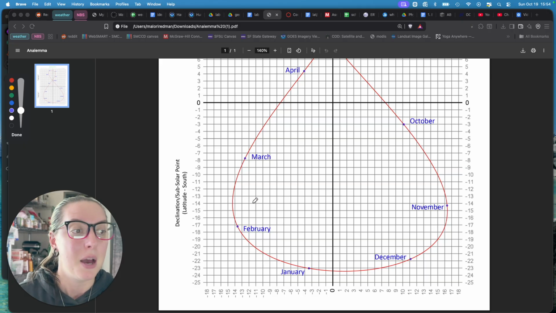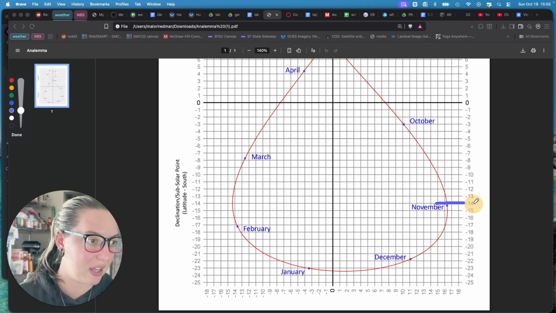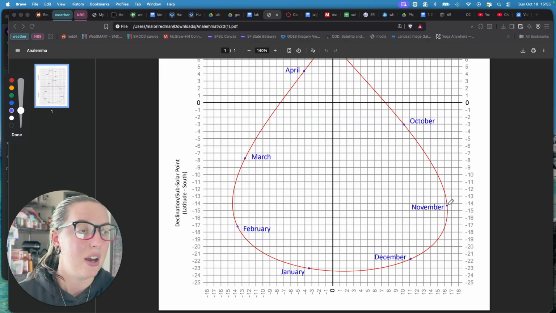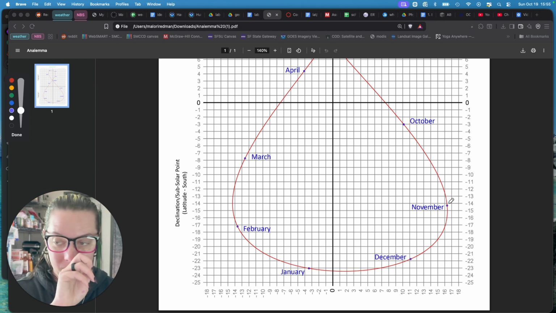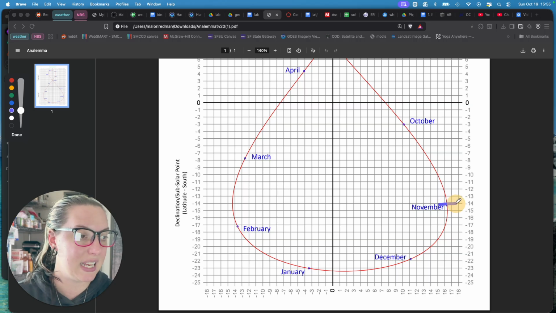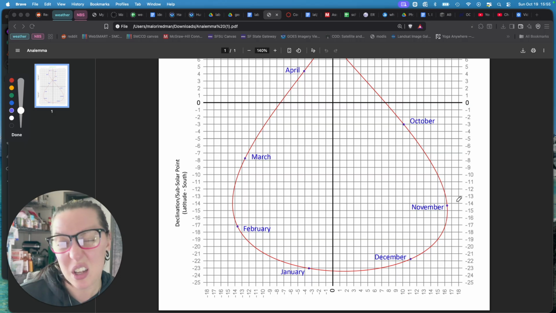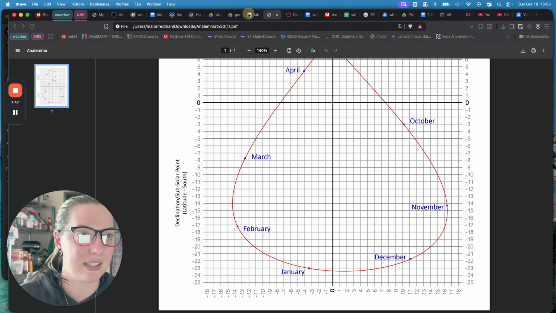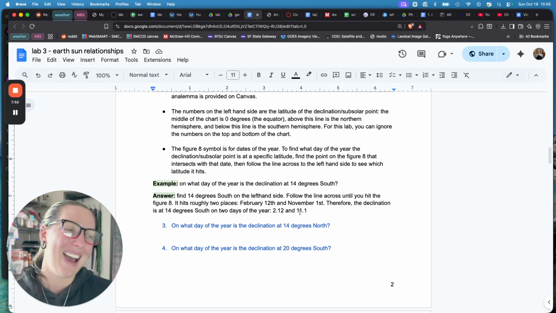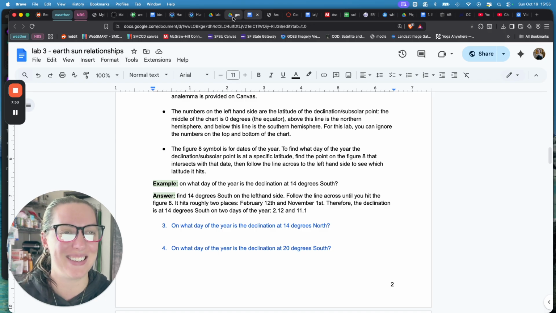But note that 14 degrees south does not just cross this red line or figure eight at one location. We've got to hang out over here too. So where the 14 degrees crosses the figure eight is really close to November, but not quite to November 1st, but dang near the end of October. So we could maybe estimate either October 31st or October 30th. Let's see what our lab says here, or I guess here our answer is November 1st.